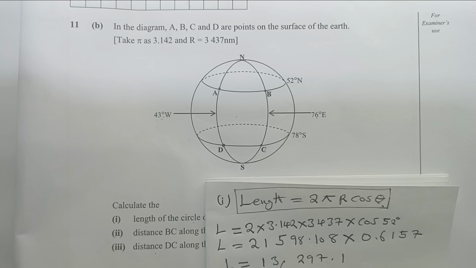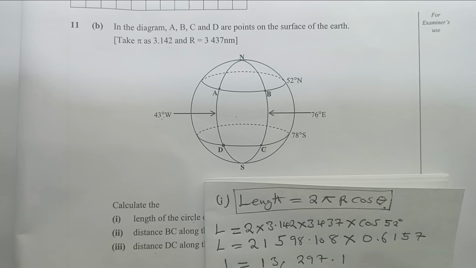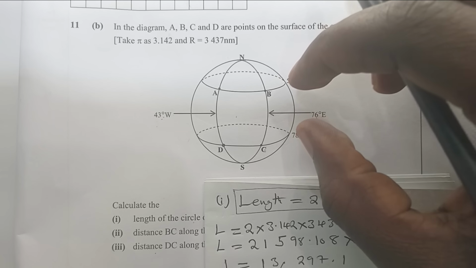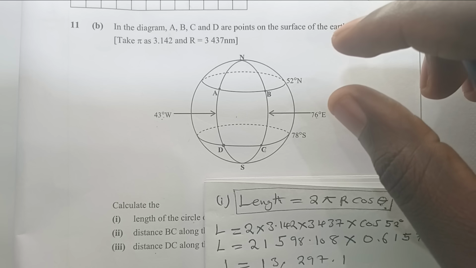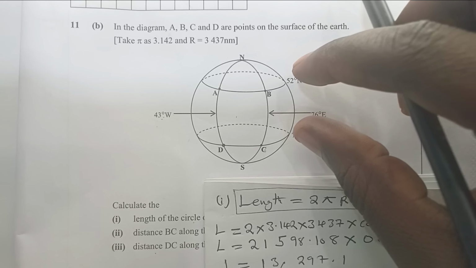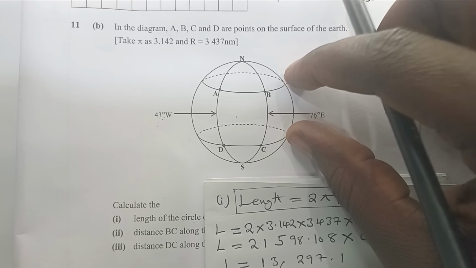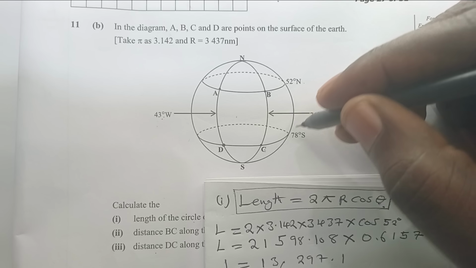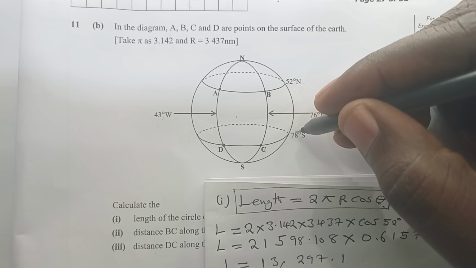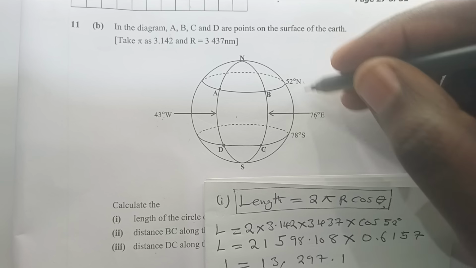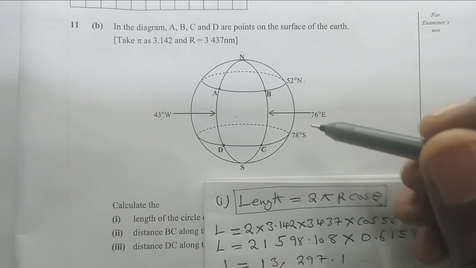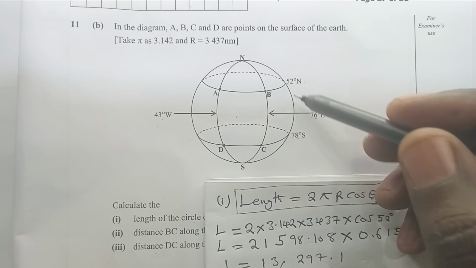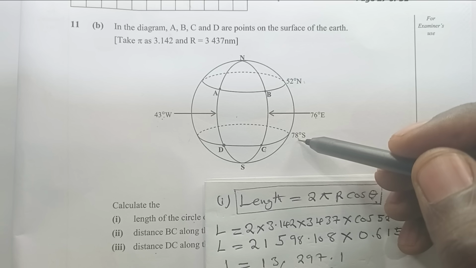So to find the value of theta, we get the difference between the latitudes for B and C. And how do we get the difference between these latitudes? Because they are from different sides of the equator. This one is north, the other one is south. We are going to add these numbers, 52 and 78.